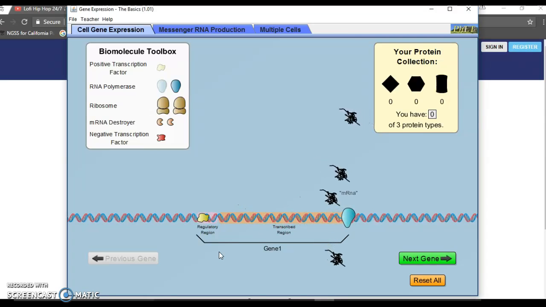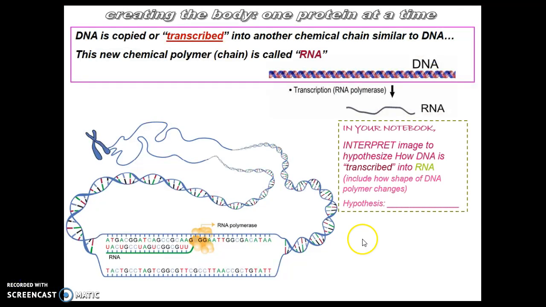Again, this process is transcription. This RNA polymerase, its job is to help produce DNA into an RNA message. So it's transcribing. Notice it says transcribed region right here. With this slide, we want to interpret this image. This is a visual model to demonstrate how RNA polymerase does its job. So your job is, it says, interpret image to hypothesize how DNA is transcribed into RNA. So look at this.